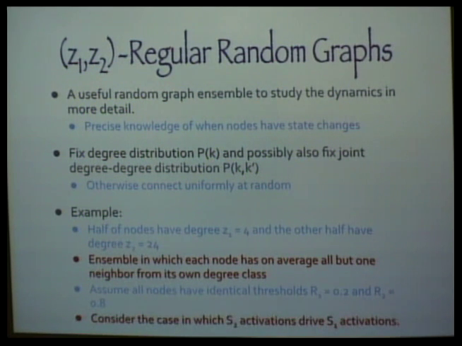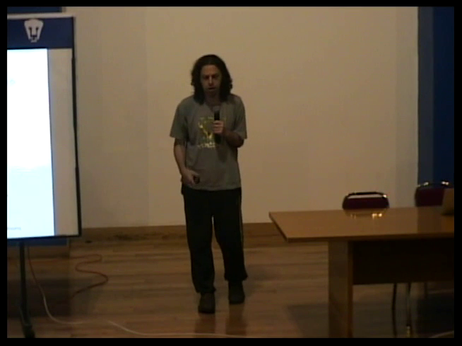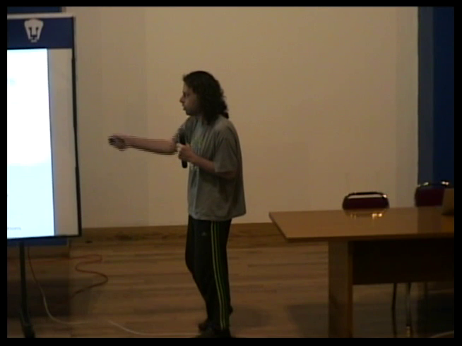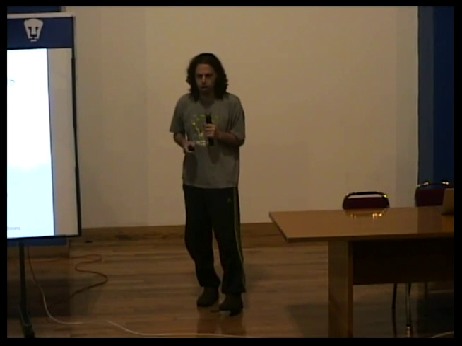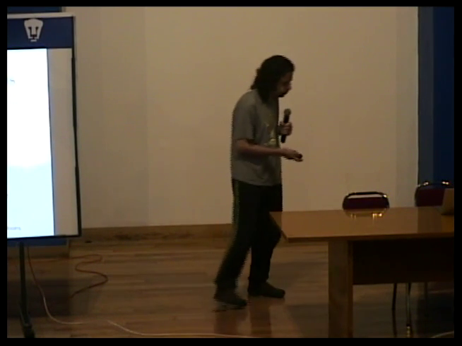Okay, so let's take this 4 and 24 example. The reason I'm doing this is that if I take this 4 and this 24, and with these specific thresholds, I know exactly how many active neighbors and hyperactive neighbors a degree 4 node needs in order to advance. And I know exactly how many of those neighbors a degree 24 node needs in order to advance. So this random graph makes it much easier to get a handle on things because I know in advance the conditions that allow a node to advance because I've controlled them.